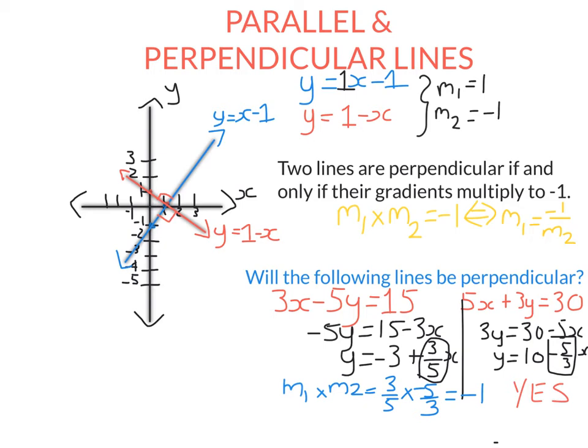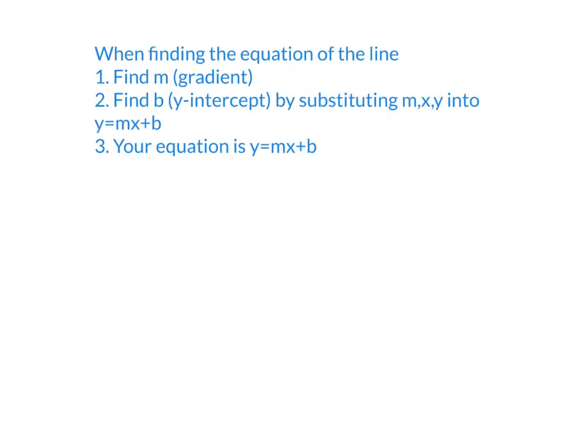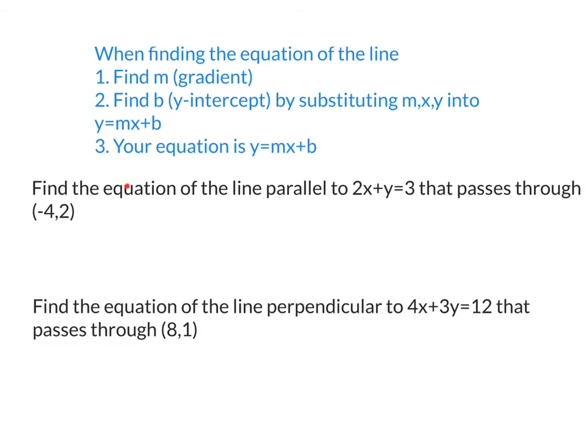All right, the last thing we need to do in this video is use parallel and perpendicular lines to find the equation of a line. So now we're going to look at finding the equation of a line. It turns out the equation of any line can be written in the form y equals mx plus b. So all we need to do is find m, which is the gradient, and then find b, which is the y-intercept. So let's look at two examples.